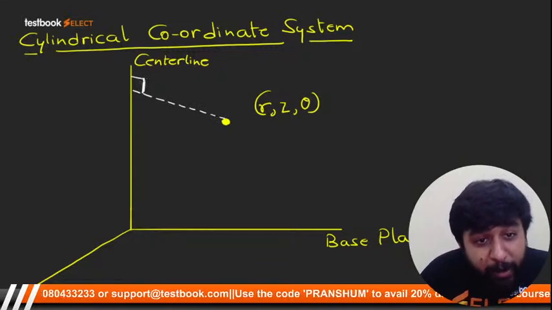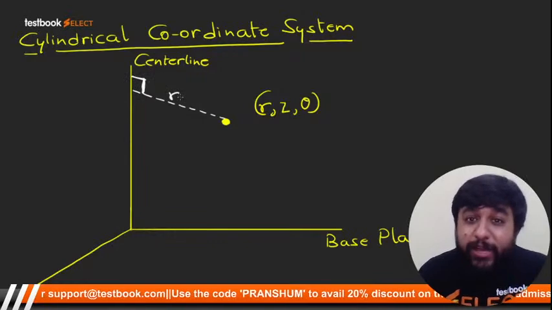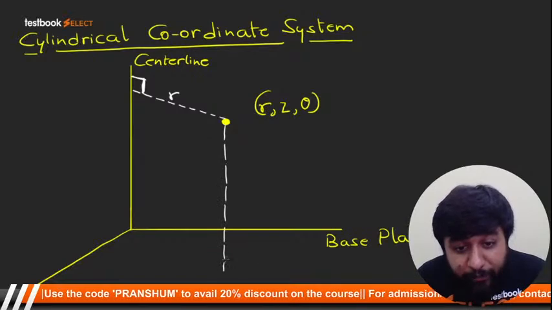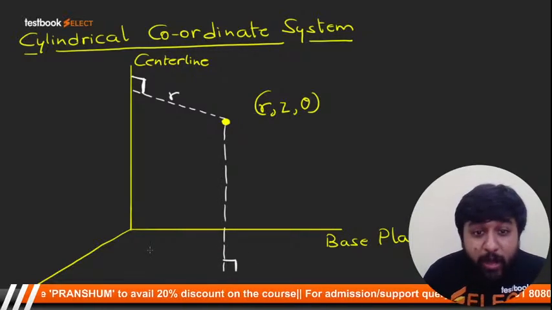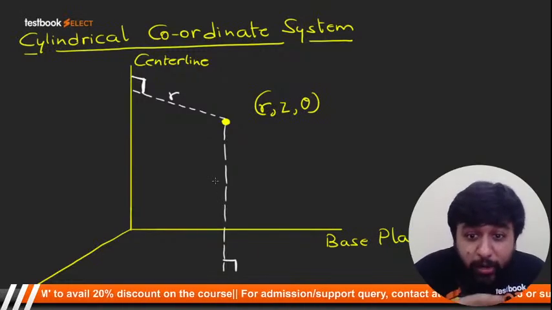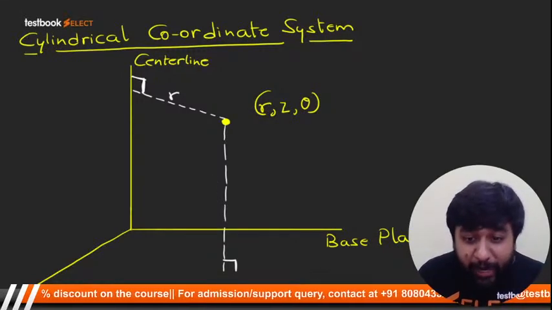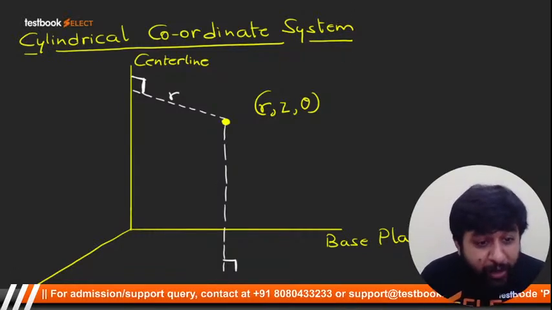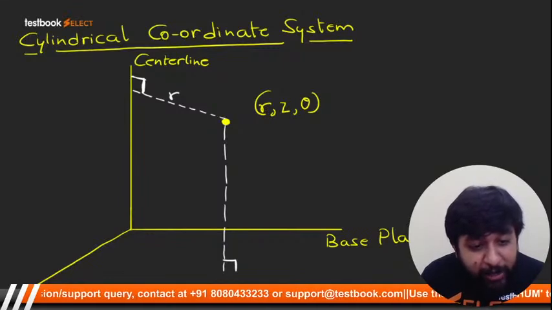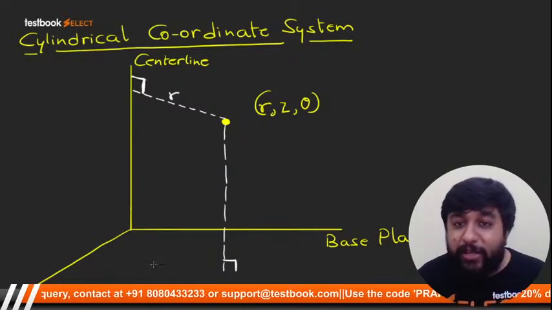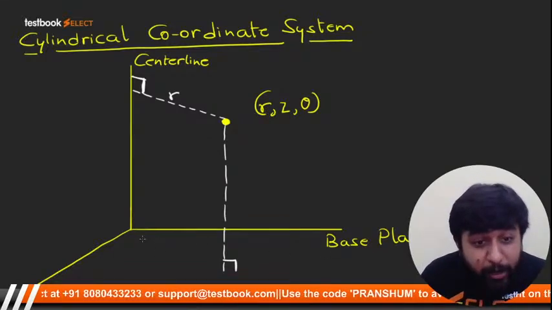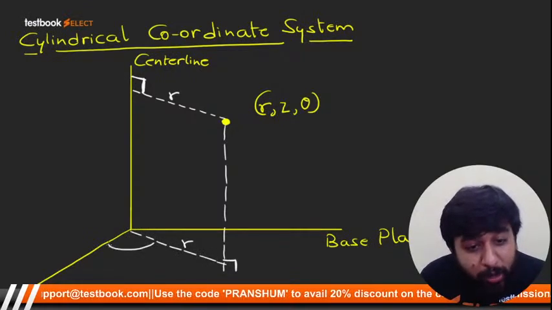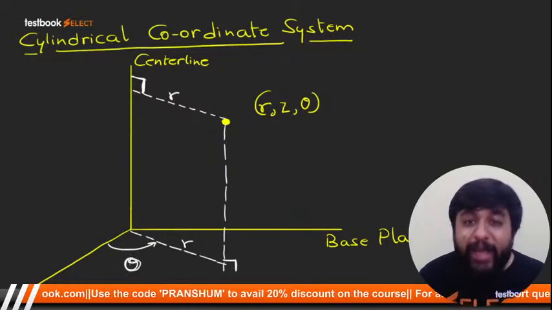R is the perpendicular distance of the point from the center line. Z is the perpendicular distance of the point from the base plane. Now what is theta? Actually, there are two axes in the base plane. One of those axes you take as a reference axis, say for example, this one. The angle between the reference axis and R is called theta.